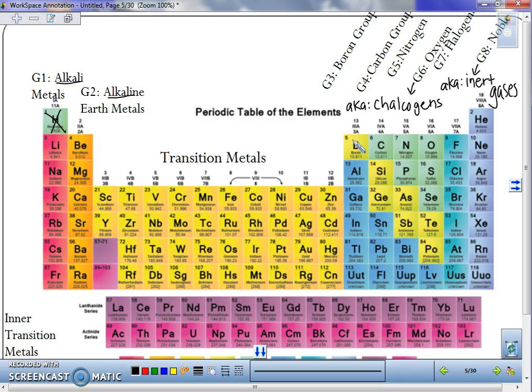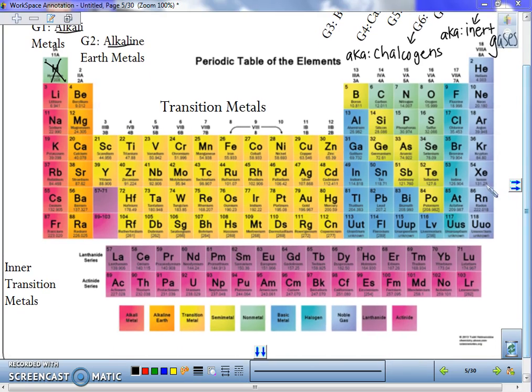Group 3 is the boron group. Group 4 is the carbon group. Group 5 is the nitrogen group. Group 6 is the oxygen group, and you will also hear this referred to as the chalcogens. Group 7 are the halogens, and Group 8 are the noble gases, and again, you will also hear those referred to as the inert gases.